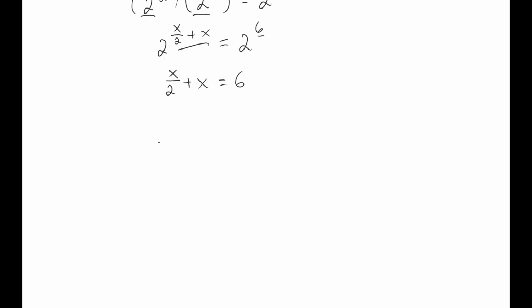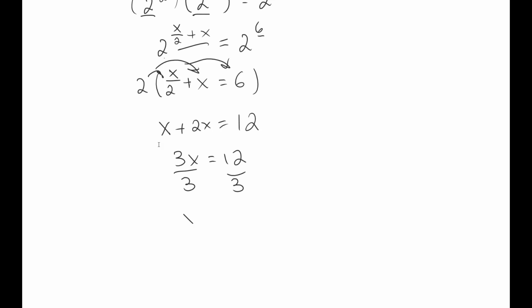I can see that I have a fraction here with the x over 2, so I'm going to go ahead and multiply everything by 2 to make this a little bit simpler, and I'm going to distribute in this 2, and that's going to give me x plus 2x is equal to 12. So x plus 2x, that's just 3x, is equal to 12. Divide both sides by 3, and I get x is equal to 4.